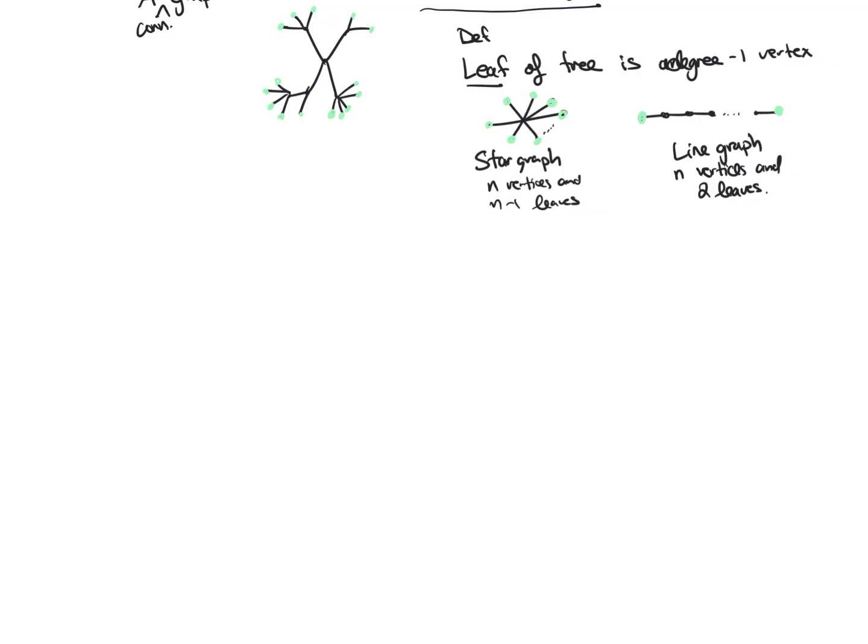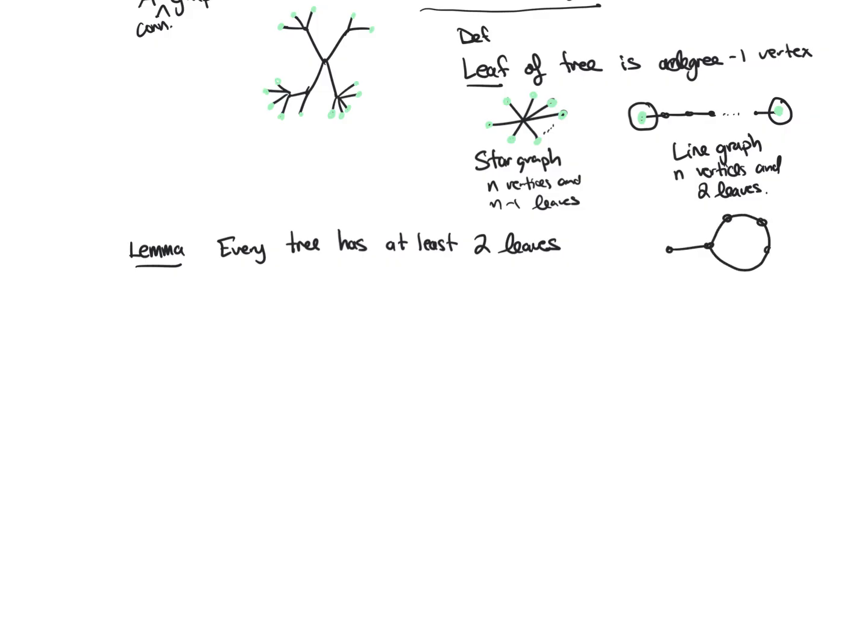It does turn out, though, and I'll say this is a lemma: every tree does have at least 2 leaves. So this line graph for a tree is the minimal case. Of course, if you're allowed to have a cycle, you can have a graph like this with only 1 degree 1 vertex, but if I removed one of these edges to make a tree, all of a sudden I would start putting in some degree 1 vertices.